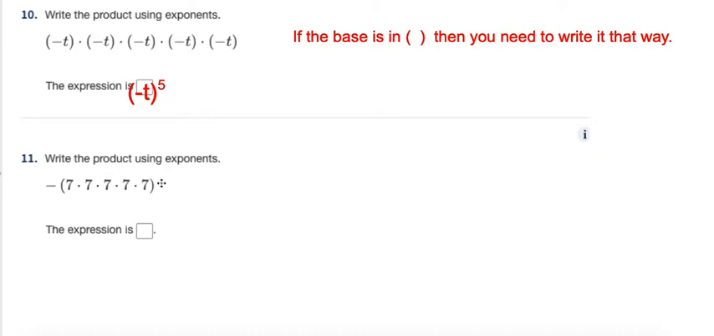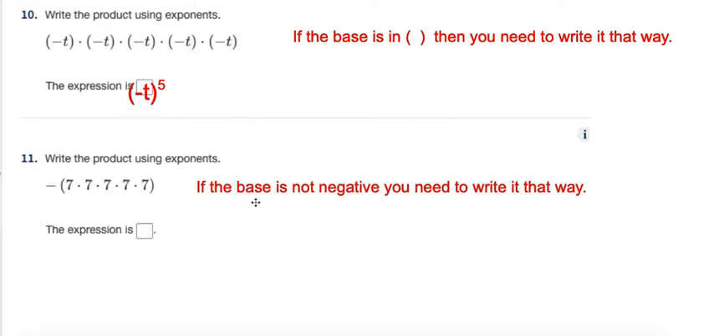If you look at question 11, there is a difference. Here you have a different base. The base itself is inside the parentheses. But if you look inside the parentheses, your base here is just a +7, and that is not negative. Each one of the 7s is inside parentheses, but your exponents should not be written inside parentheses.